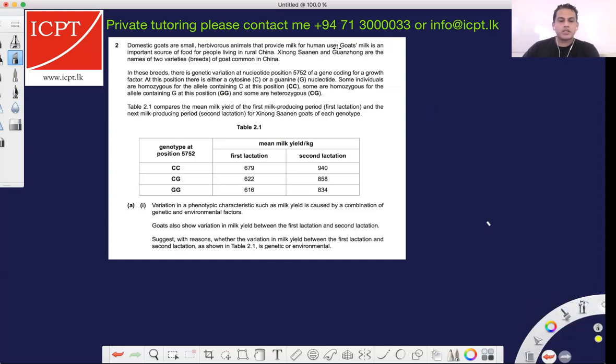Hi guys, this is the Cambridge biology paper 4. So I have selected this question to discuss today's class. First we read the question.